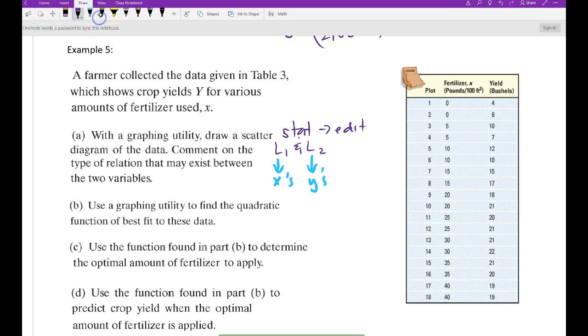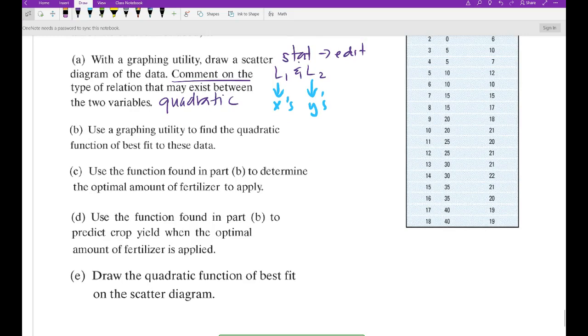Okay, so we said comment on the relationship. What kind? Linear, quadratic, cubic, quartic? Quadratic. Use a graphing utility to find the quadratic function of best fit. All right. Where do we go to find the best fit function? Stats again. And go where? Calc. And go where? Quad, okay?